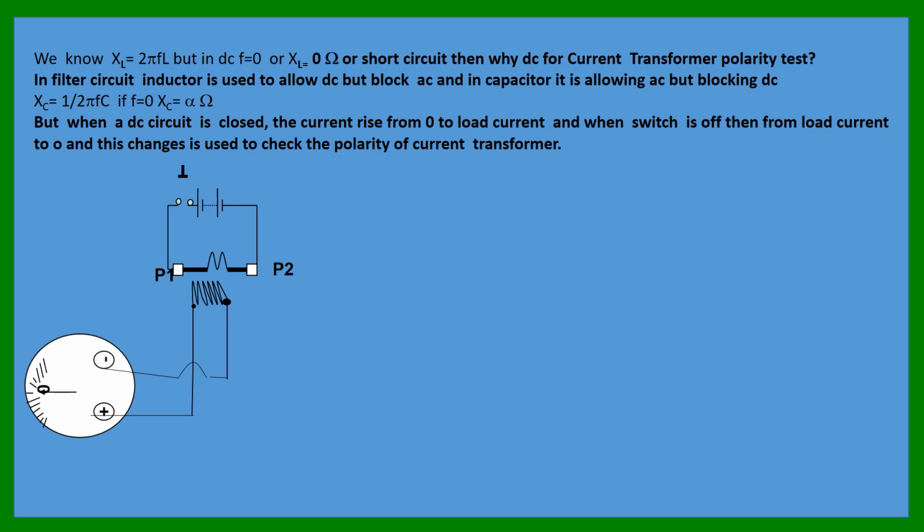Now if the push button switch is closed and released and the deflection is found initially in the clockwise direction, then the positive terminal will be S1 and the negative terminal will be S2. Otherwise, if the deflection is in the reverse side, that is anti-clockwise, then the positive terminal will be S2 and the negative terminal will be S1.